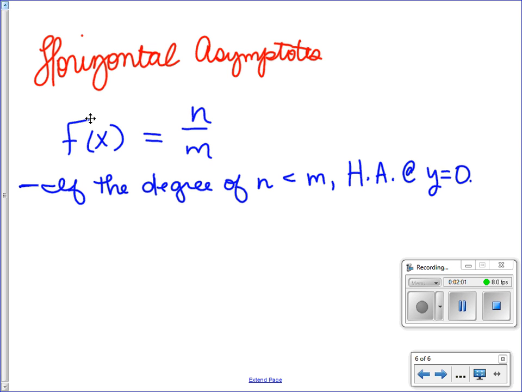So, an example, the degree of n is less than the degree of m. See that? 4 is less than 5. You can add other stuff back here behind it if you want. But the degree is less. Okay.